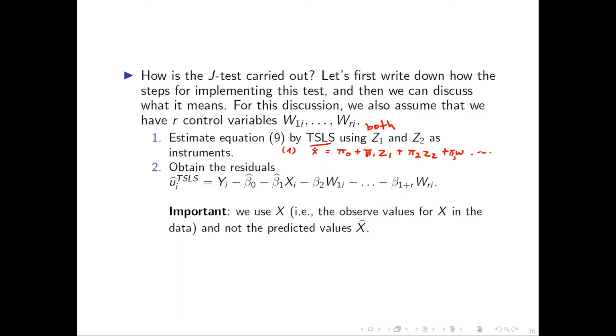So we get the estimate of x hat by performing this regression. And the second step is to use this x hat, which is now exogenous, on regressing for the y. Okay, so then we have the intercept and we have the slope on the x hat plus the w's, right? So beta 2, w1, and so on.